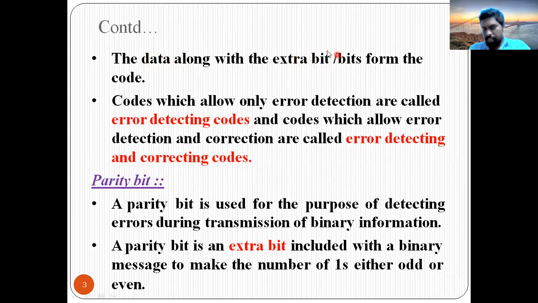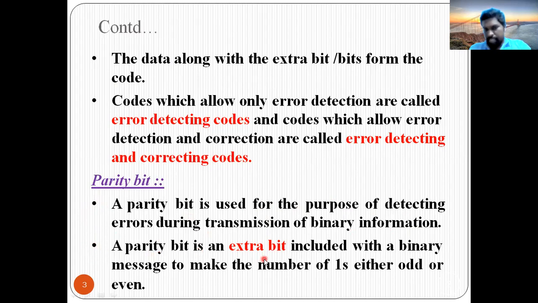Okay, so in the concept I have described here, the original data is being mixed with the extra bits. That extra bit you call a parity bit. Okay, the very important definition. The parity bit is used for the purpose of detection of error during transmission of data. Okay, so the parity bit is used for detection of errors during the transmission of binary information. This point is the answer for what is the purpose of the parity bit, and what is the definition of the parity bit is the second point.